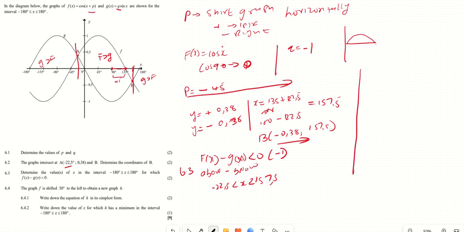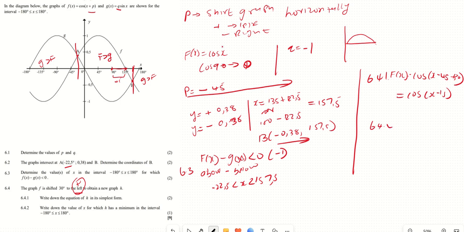6.4. It says the graph of f is shifted 30 units to the left. Left means positive. So we're going to the graph, which of course is f of x equals cos x. This is minus 45. Remember, it's going to the left, so we add 30. Which is cos, and now this is going to be x minus 15. That's the graph.